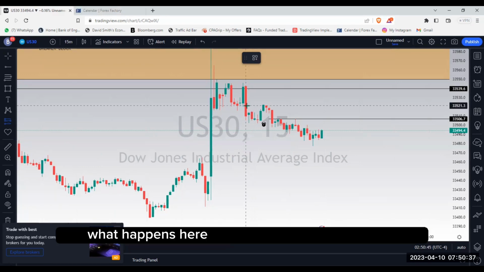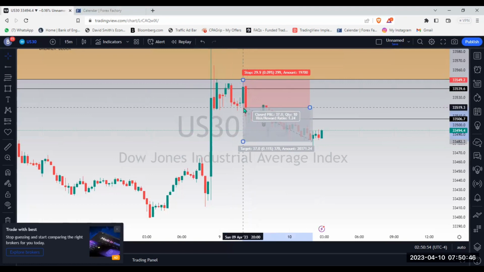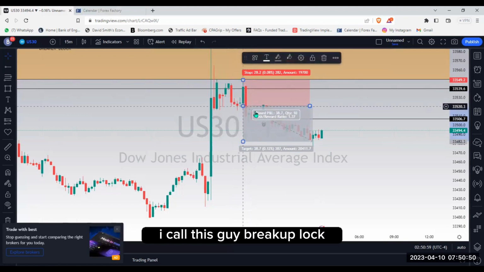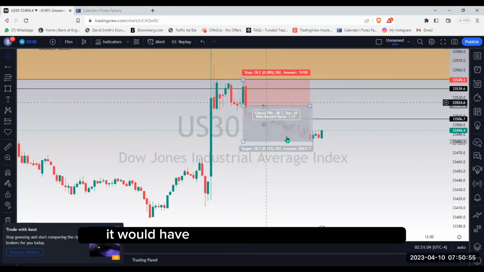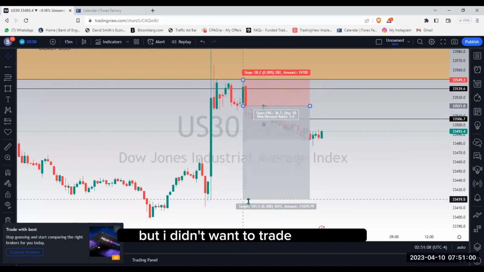So what happens here is that price eventually traded. I would have put my SL just right above this candle. All right. Look at this, the order block here, or you can call this the breaker block, where I would have put my pending order. And you can see how price traded would have triggered me in and all of that. But I didn't want to trade like that.